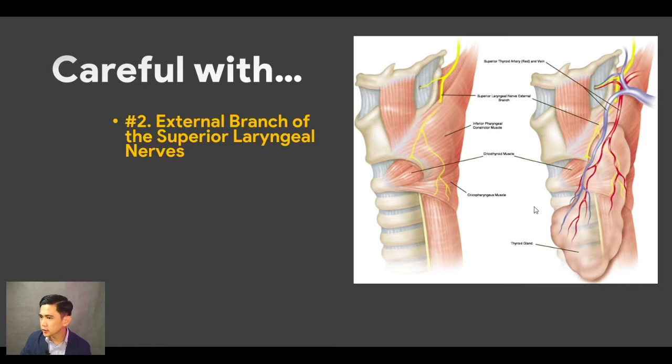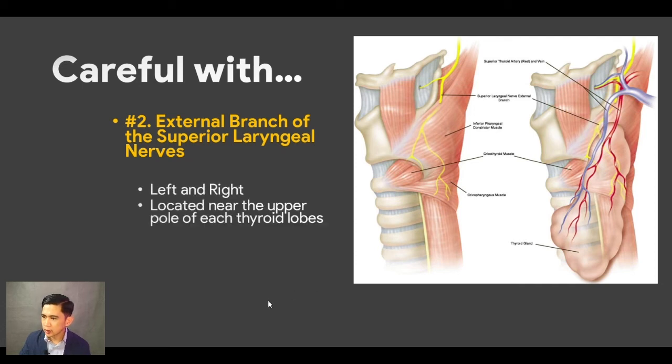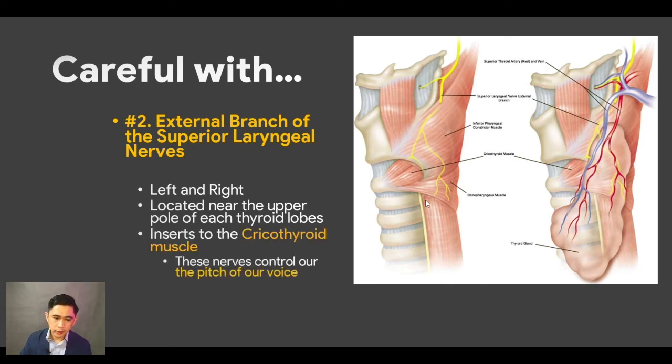Now the external branch of the superior laryngeal nerves is around this area, in the upper pole of the thyroid. It is located near the upper pole of each thyroid lobe. Okay, so when you get the thyroid out, be careful of this one. It actually functions to innervate the cricothyroid muscle. The cricothyroid muscle is the muscle that is responsible for the high pitch of our voice. The high pitch of our voice.